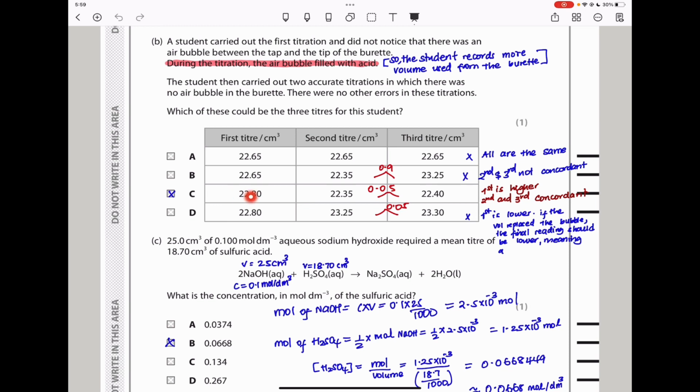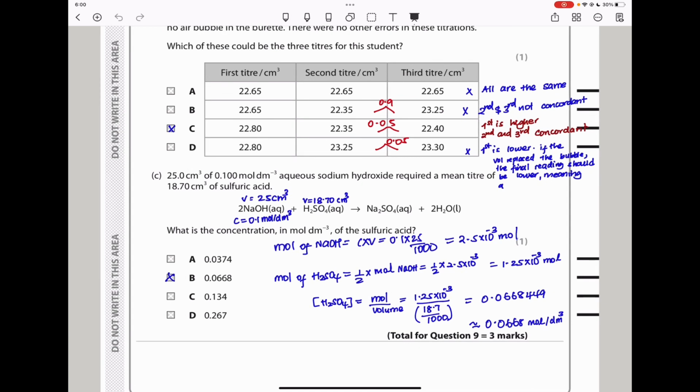Coming to C, yes, we can see this is higher. That and that are concordant because the difference between them is 0.05. So C makes sense. Coming to D, we can see 22.80 under 23. The first is supposed to be higher than any of these. Since this is lower, that cannot be the answer. So the only correct answer here is C because it makes sense. The next part says, 25 centimeters cubed of 0.1 mole per decimeter cubed aqueous sodium hydroxide required a mean titer of 18.7 centimeters cubed of sulfuric acid.